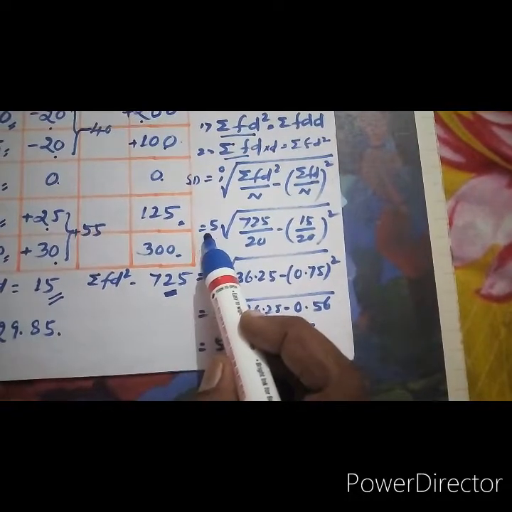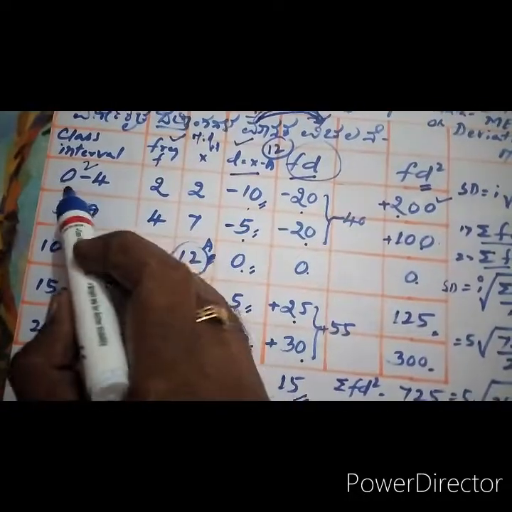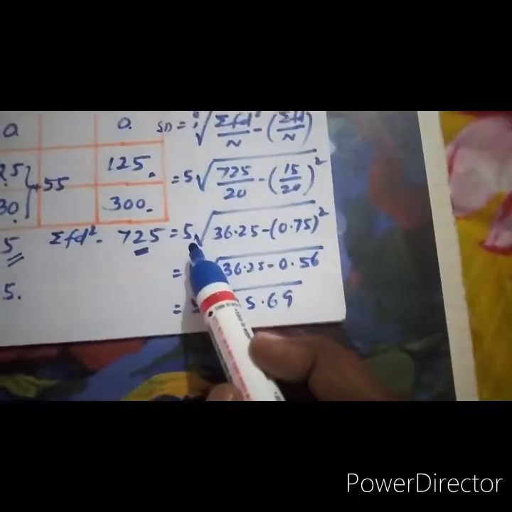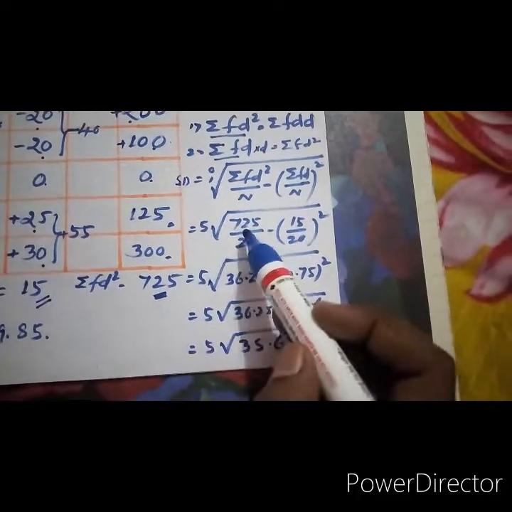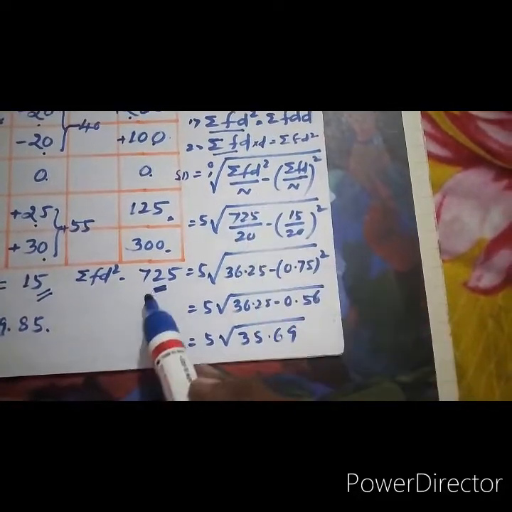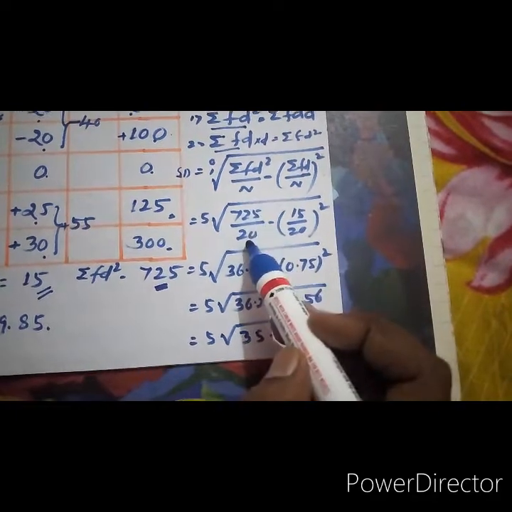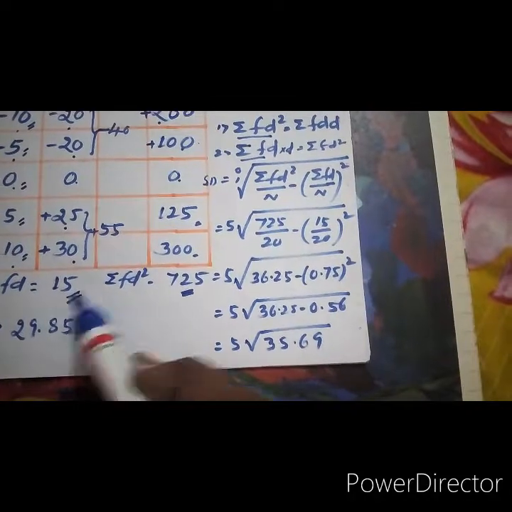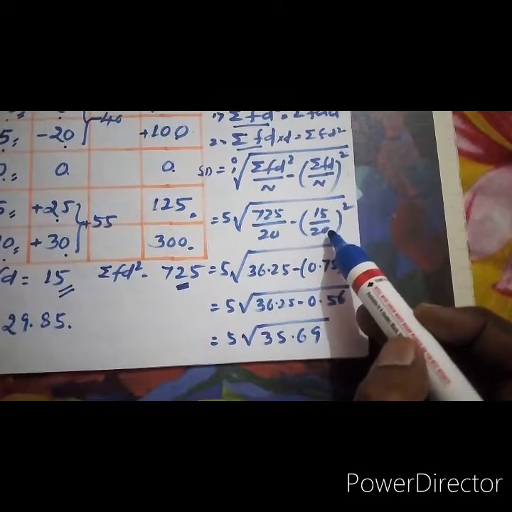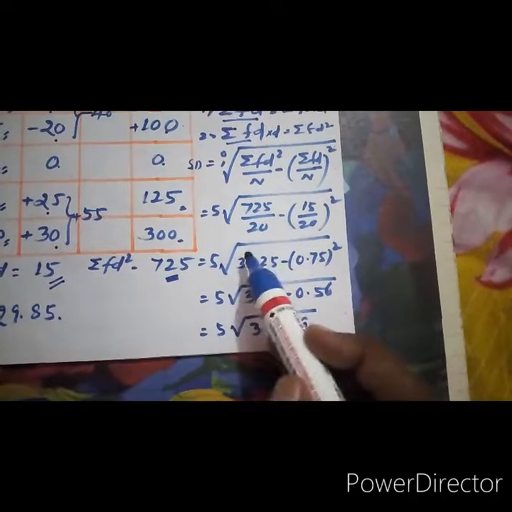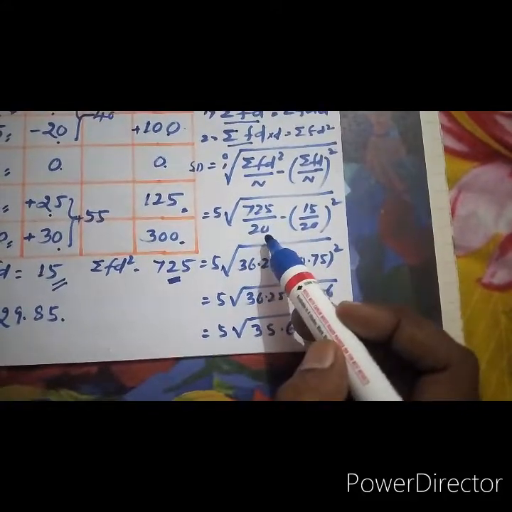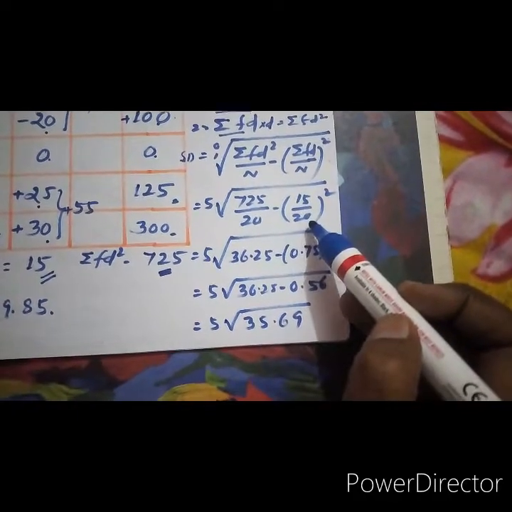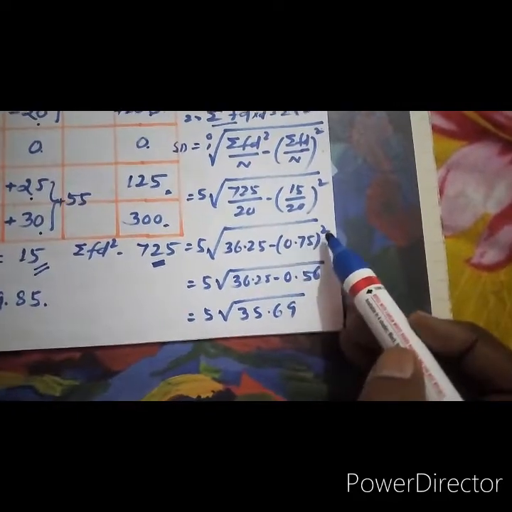Here i is 5, that is the width. 0 to 4 gives a width of 5. So you just put 5 here. Summation fd square is 725 divided by 20. Summation fd is 15, so you put 15 divided by 20. Then again 5 into the bracket: 725 divided by 20 is 36.25, minus 15 divided by 20 is 0.75, squared.